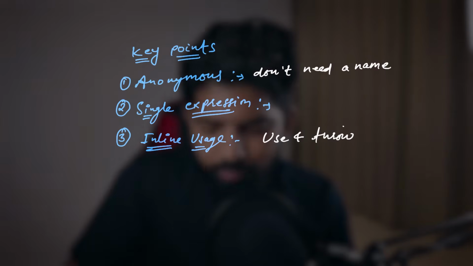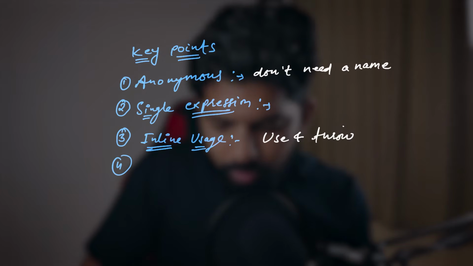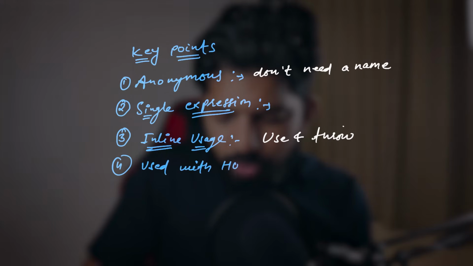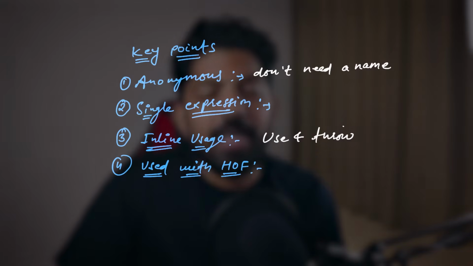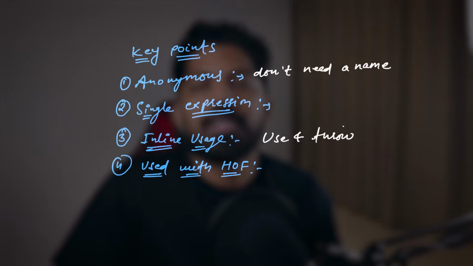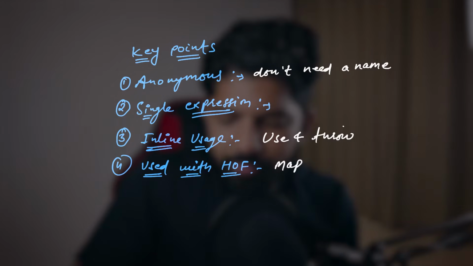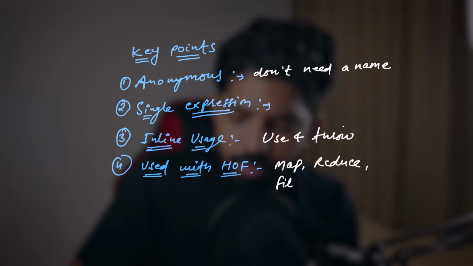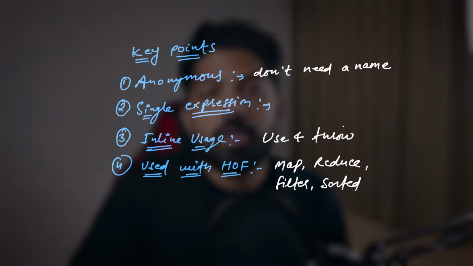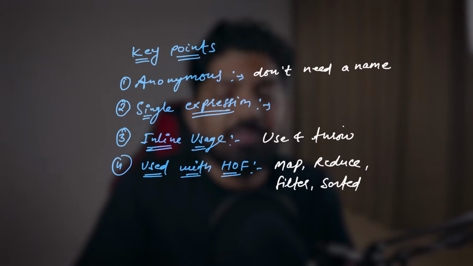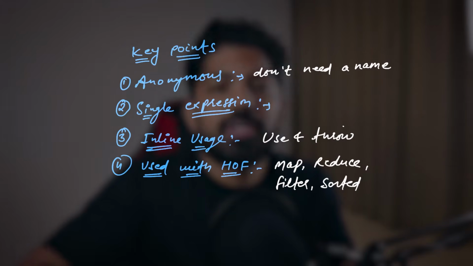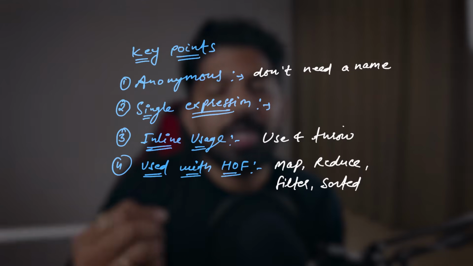Okay, one more point I forgot to add, that they are used with HOF, higher order functions. I'll just show you quickly what the higher order functions are with the help of some examples. But you can simply say the map function, the reduce function, the filter function, and also the sorted function. These are all higher order functions. It means they can accept any function as an argument, and they can even return a function as a return statement. So that's how you can define lambda functions.